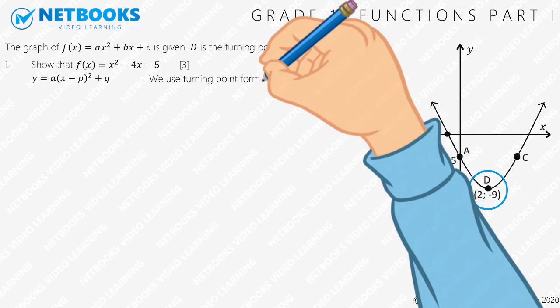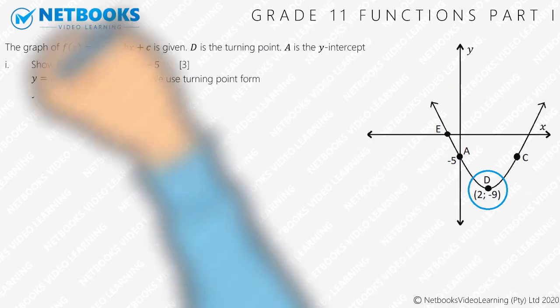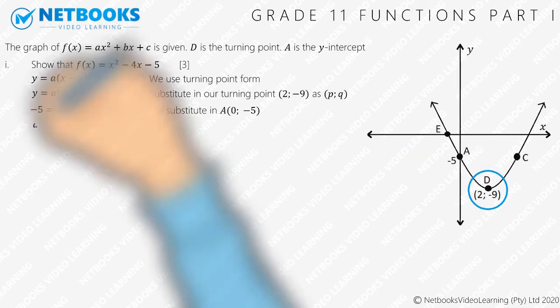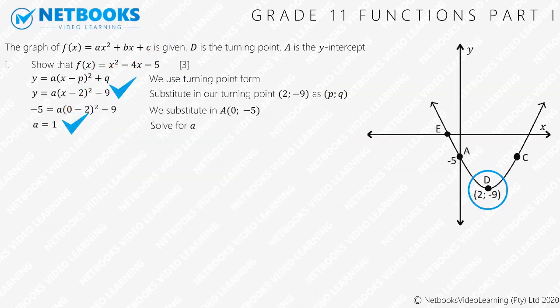Let's write down the turning point form of a parabola. We can substitute in the coordinates of the turning point in the place of p and q. Using the turning point form and correctly substituting is worth a mark. Now, if we substitute in the coordinates of the given point 0, -5, we will have a as the only unknown. We can solve for a, we get a value of 1. This is worth a mark.